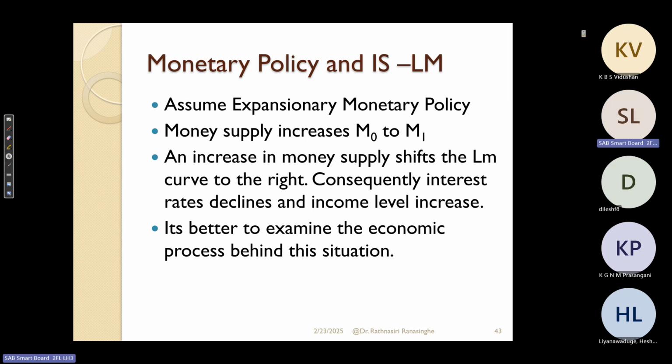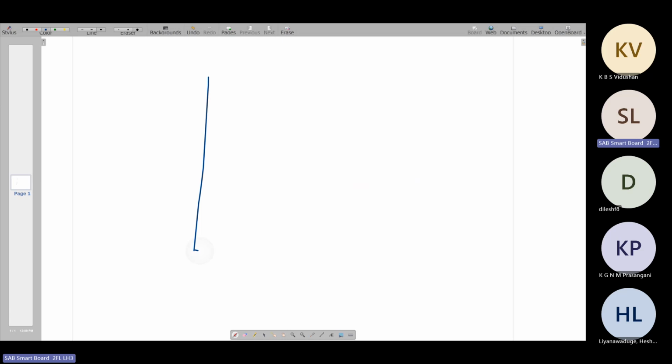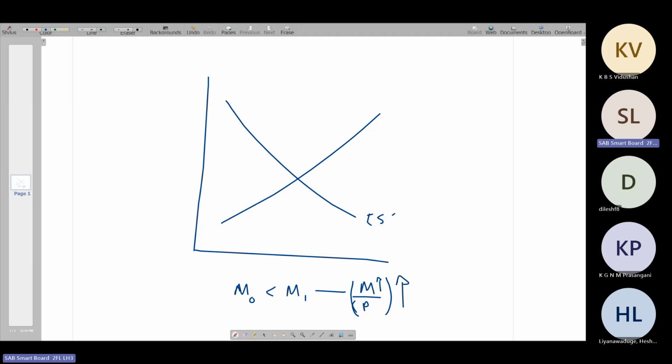So now we need to look at the story behind that. Our monetary policy effect: the money stock increases from M0 to M1. Due to the rise in M, real money balance increases. So this is the IS and LM. For the IS, G0 and T0, we assume those are not changed. Now the LM, M0 and P0: we assume the price level is constant so far, but the money stock changes.